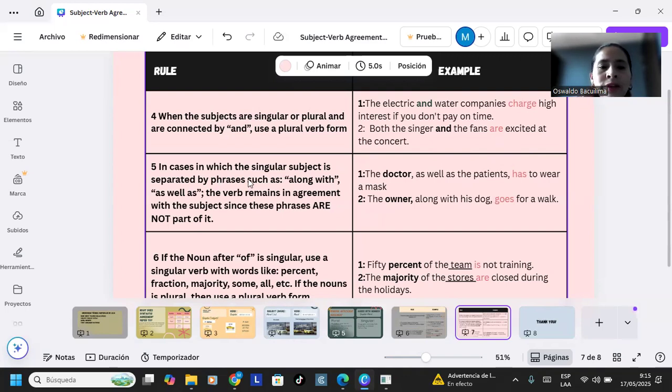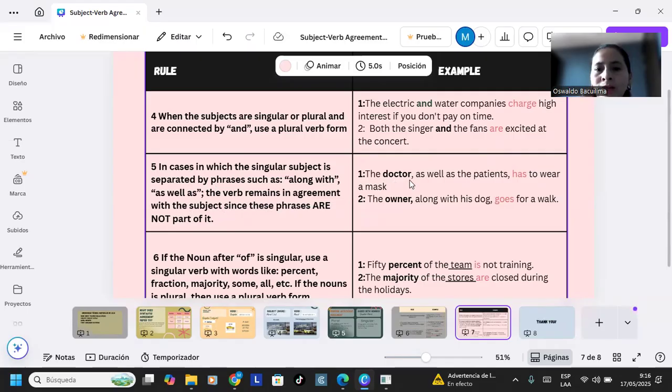In cases in which the singular subject is separated by phrases such as along with, as well as, the verb remains in agreement with the subject since these phrases are not part of it. So here the verb goes the same in singular form.